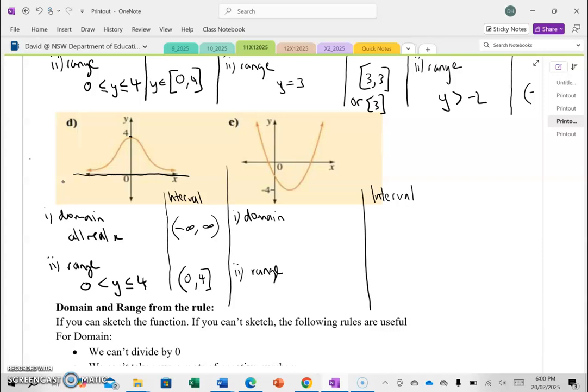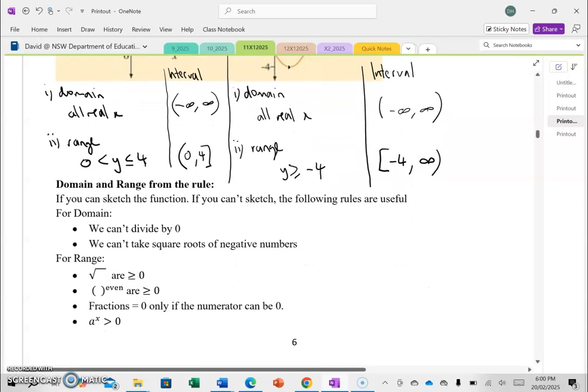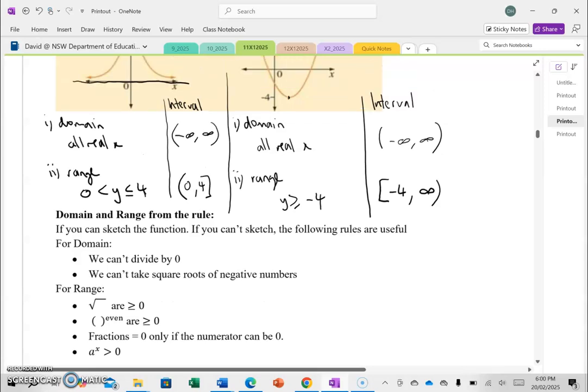Okay, this one, domain, you can pick any x value. So once again, it's all real x, so negative infinity, infinity. Range, now the lowest value for y is negative 4, and then it's everything greater than that. So y is greater than or equal to negative 4. In interval notation, negative 4 inclusive, all the way up to infinity, open bracket, to finish.